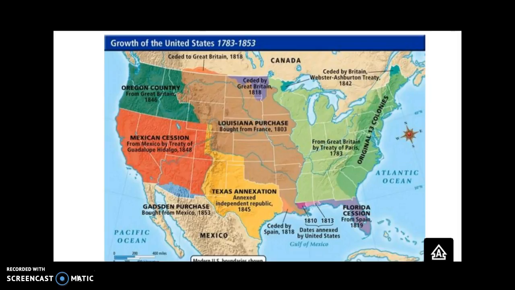So I wanted to look at the questions 1 through 7, and I wanted to do it by looking at the following maps. This first map you're looking at is the growth of the United States from 1783 to 1853, and I want to use this as a way to answer some of these questions. The first question: how did the definition of the West change in the years 1800 to 1860?